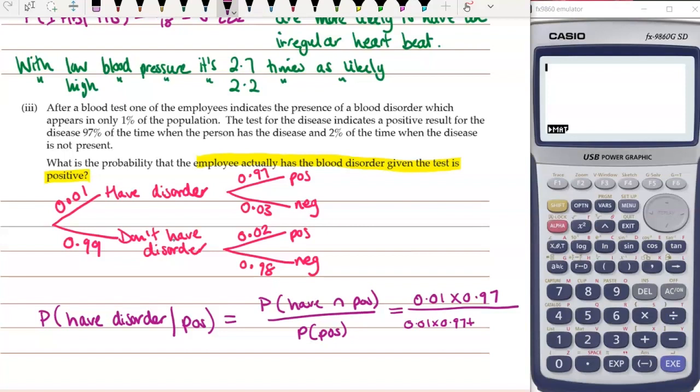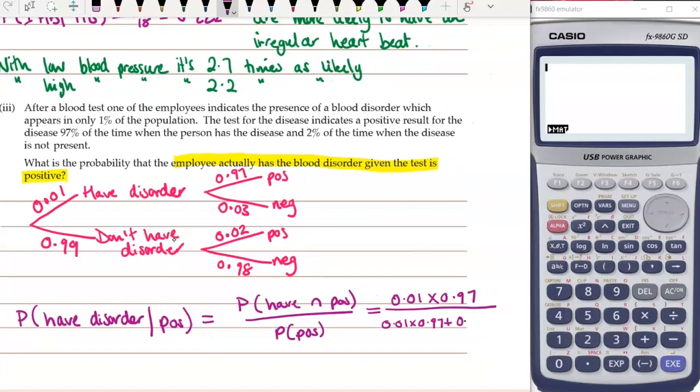So we'll add in 0.99 times 0.02. That comes to 0.3288, so if they've got a positive result, the chance that they actually have the disorder is 0.3288. It's not a particularly good test if we're talking medically, because there's only about a third chance that you actually have the disorder when you got a positive result, so it would scare a lot of people for no reason.